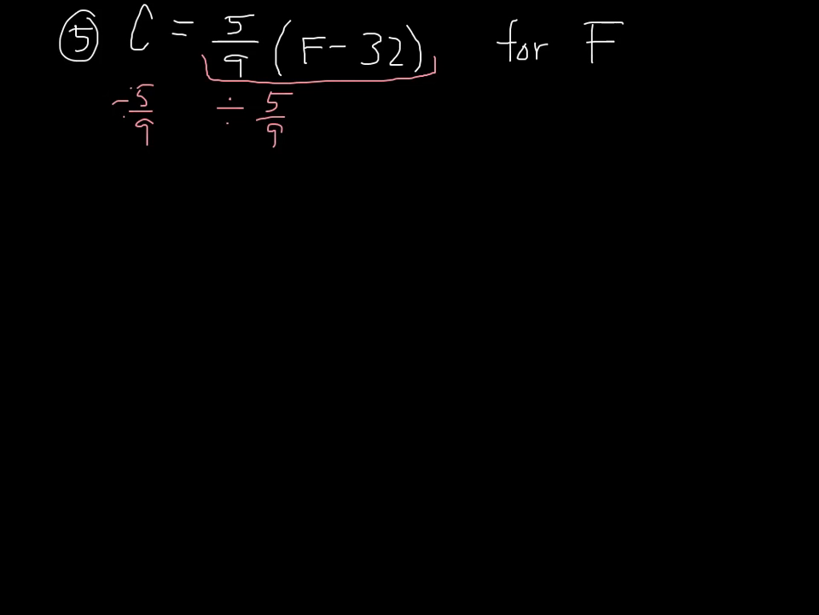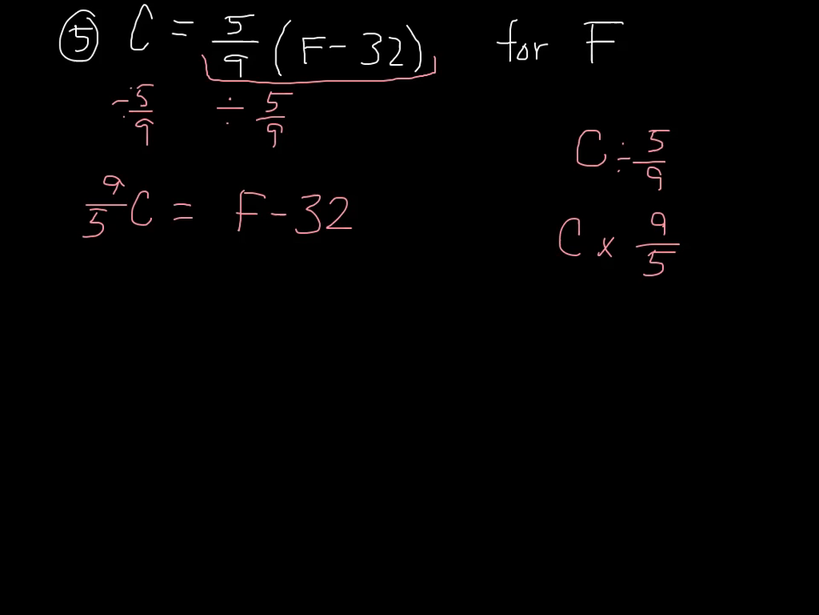Now I have C divided by 5/9. This isn't a very pretty way to write that, so we're going to flip it: 9/5 times C equals F minus 32. Now I need to add 32 to both sides. I'm left with 9/5 C plus 32 equals F.